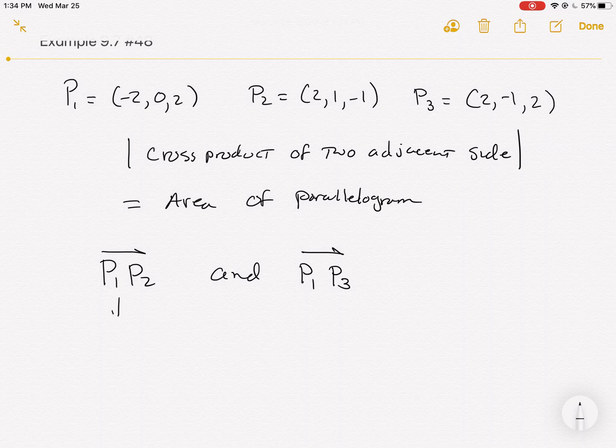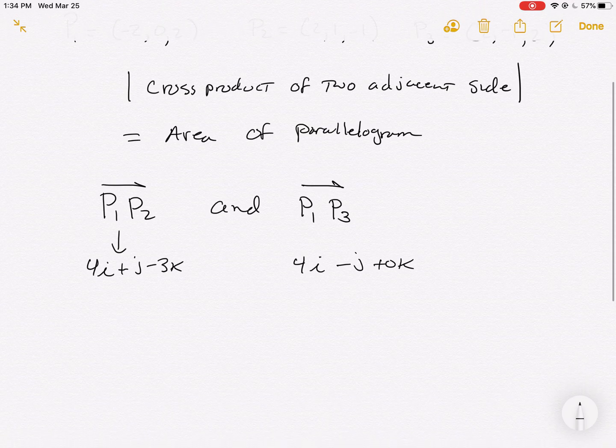So for P1, P2, it is the vector 4i plus j minus 3k. That's going to be the P1, P2 vector. And then for P1, P3, we would simply do 2 minus negative 2 for another 4i, a negative 1 minus 0, so minus j, and a 2 minus 2 for no k's. And I'll just put the 0k in there for emphasis. Some books will leave that out.